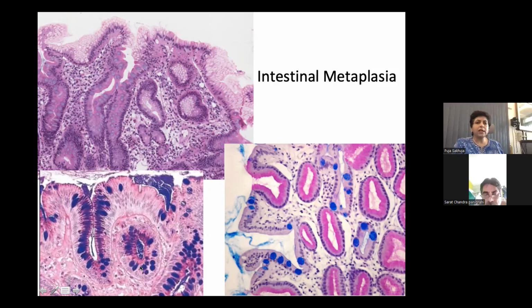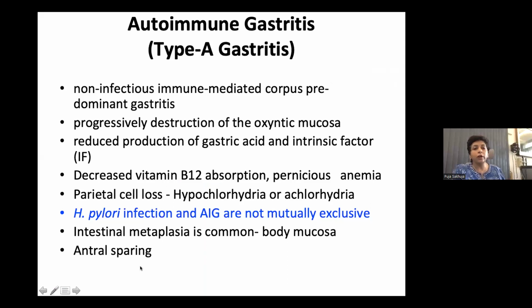So what is type A gastritis? It is non-infectious, not associated with H. pylori. It is immune mediated, corpus predominant. So in the body mucosa. And here there is progressive destruction of the oxyntic mucosa, so more often associated with atrophic gastritis. In addition, gastric and intrinsic factors are reduced, therefore it leads to pernicious anemia.